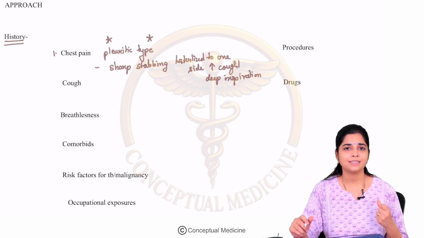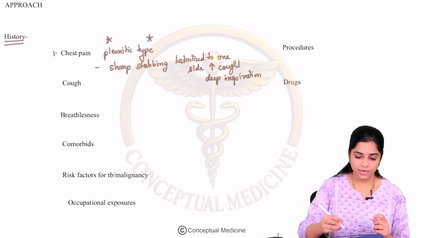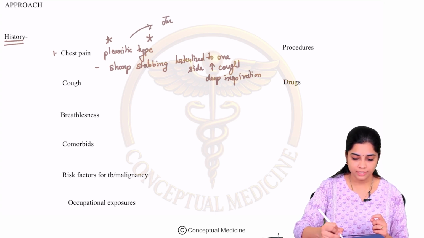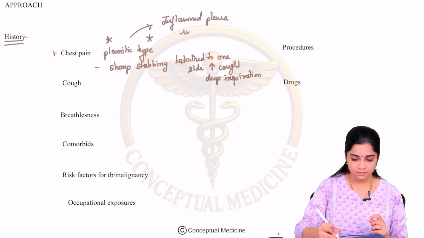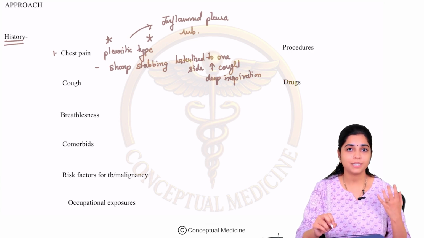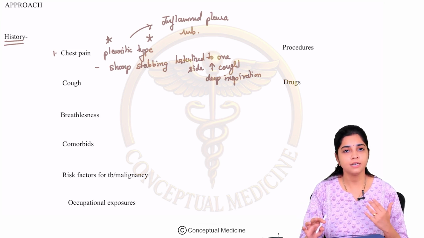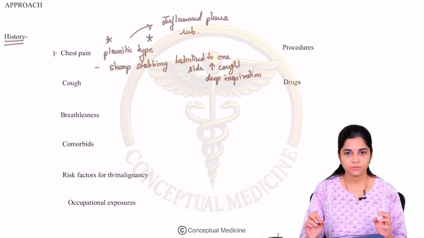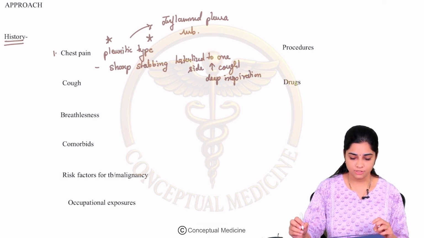This pleuritic type of chest pain is usually present during the initial phases of the pleural effusion. And why is this happening? This is because the inflamed pleura rub against each other. But in the later stages, once the fluid accumulates, the pleura get separated by the fluid between them. They do not rub against each other and hence the pleuritic chest pain abates. So pleuritic chest pain is present during the initial phases of a pleural pathology.